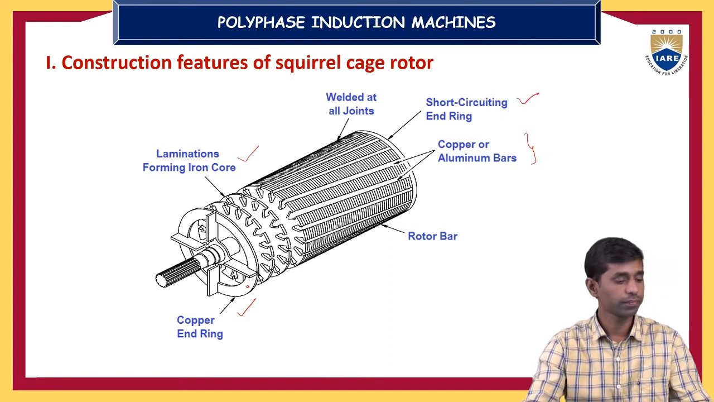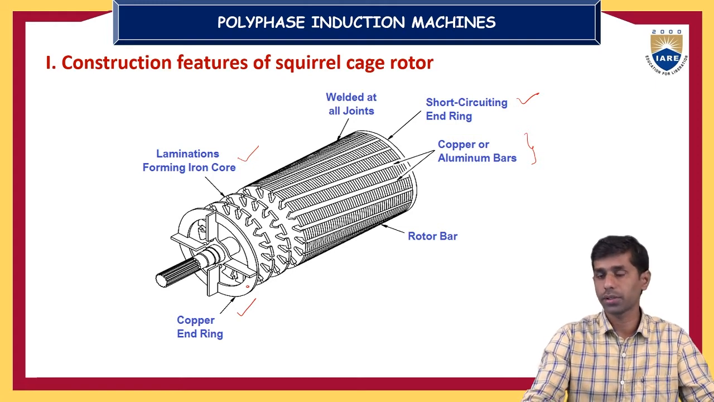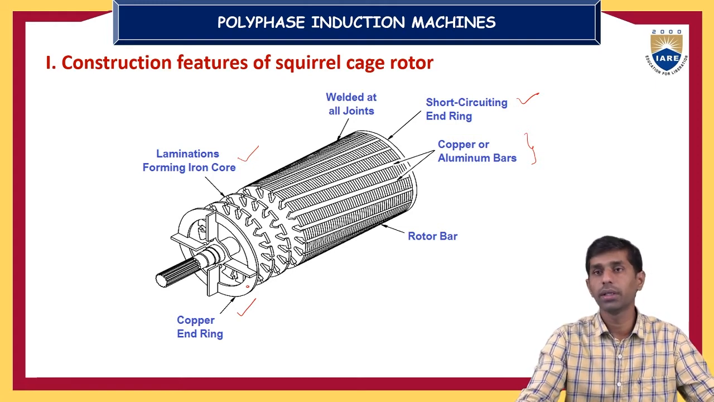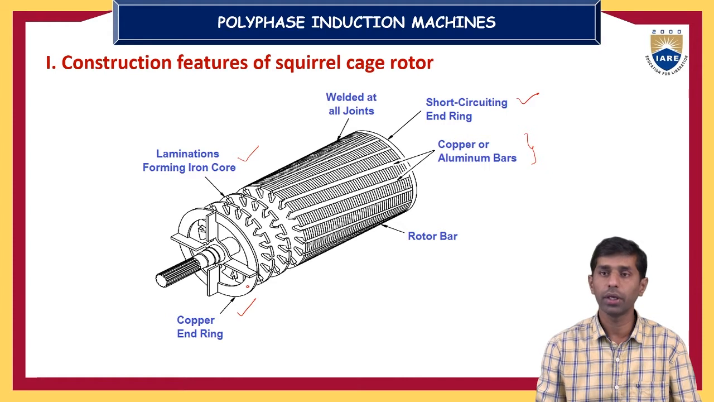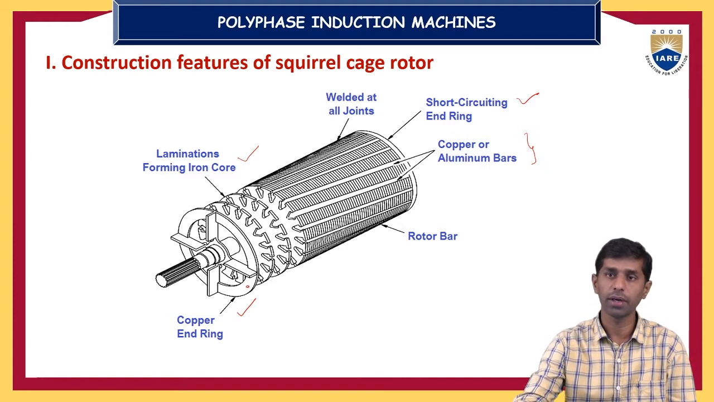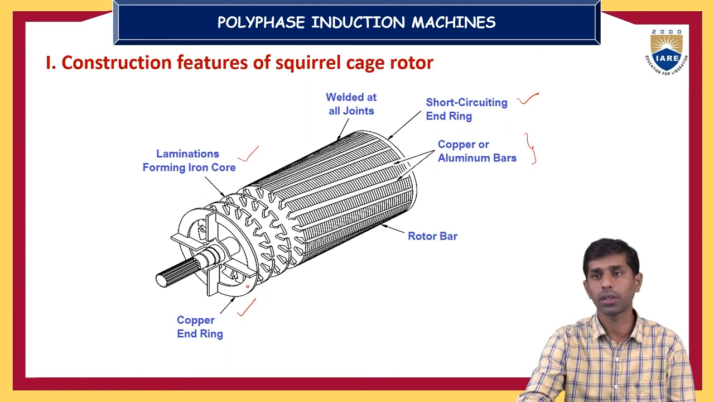In the case of squirrel cage induction motor rotors, the rotor core is laminated. The thickness of the lamination depends upon the frequency of the induced EMF in the rotor windings. Generally, the induced EMF frequency in the rotor circuit is very low, in terms of single digit frequency. So, due to the low frequency of induced EMF in the rotor circuit, very thick laminations are used.